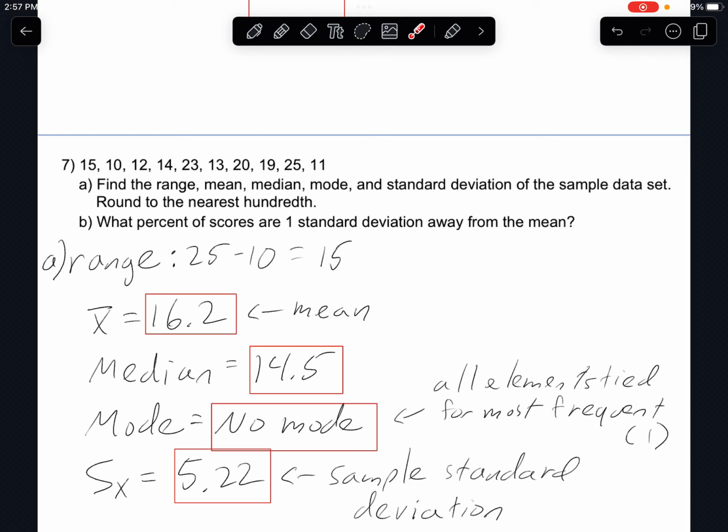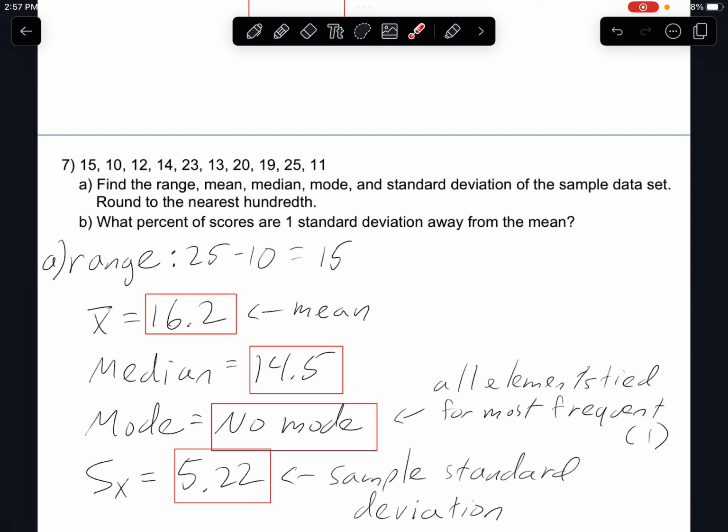The mode is the most frequent data item. Since every data item occurs once, that means they are tied for the most frequent. That means there is no mode.